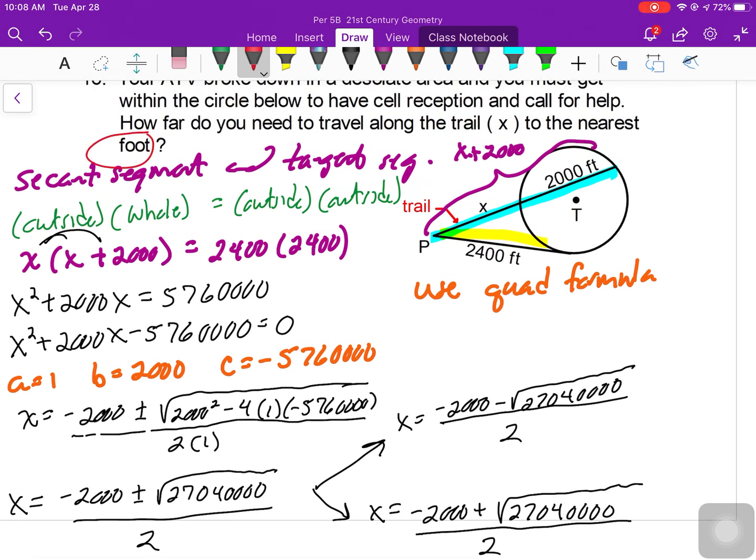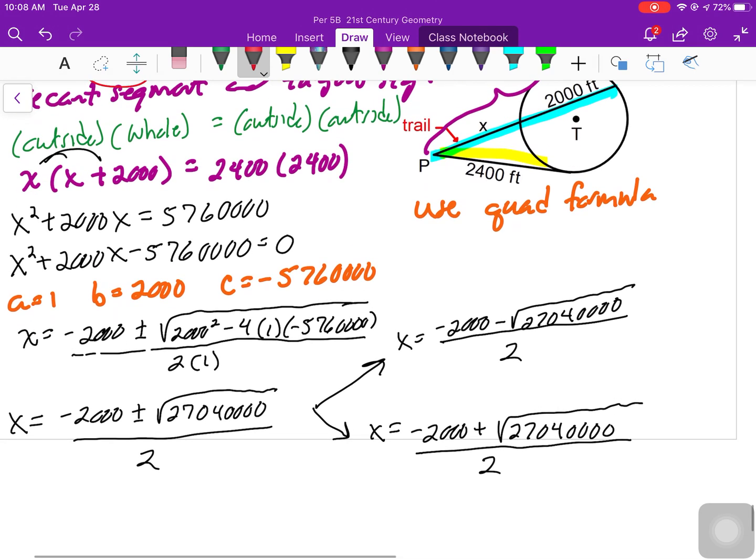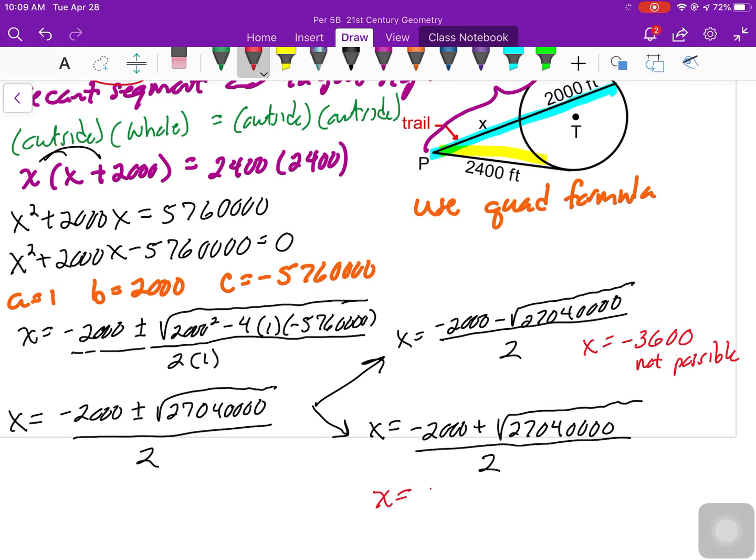Now on that top one, when we round it, and it asks us to round this time to the nearest foot, so we're going to the nearest whole number, on the top one we get x equals negative 3,600. That's not possible. We can't use that as a distance in this problem. On the bottom one, we end up with 1,600. So you have to travel 1,600 feet along that trail to get your cell reception.